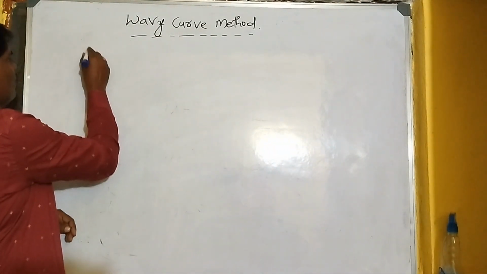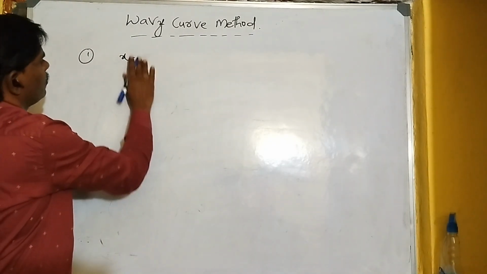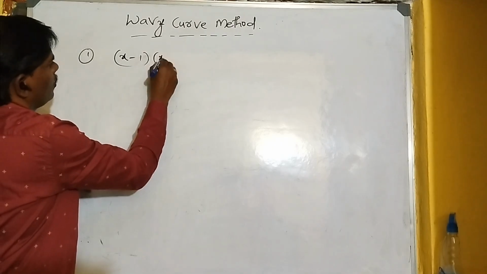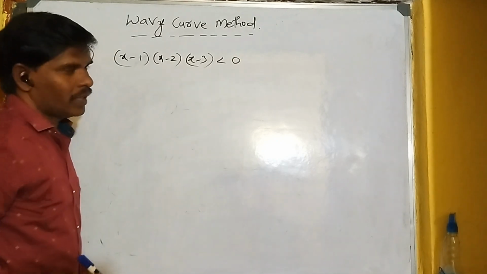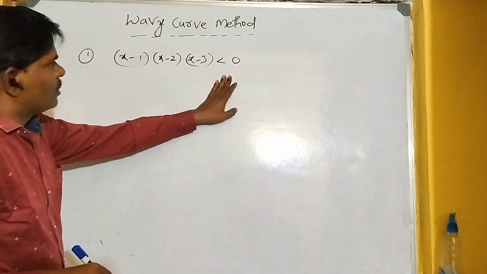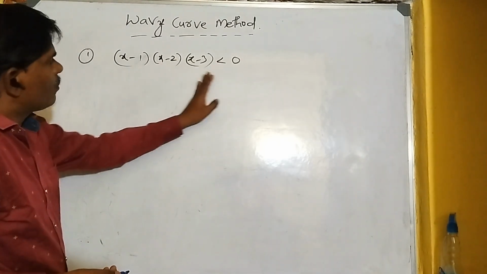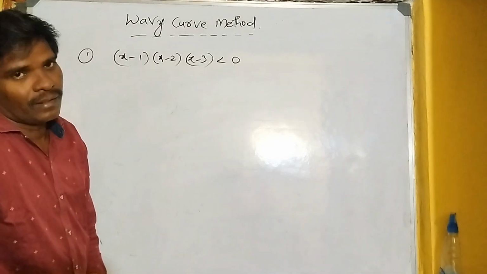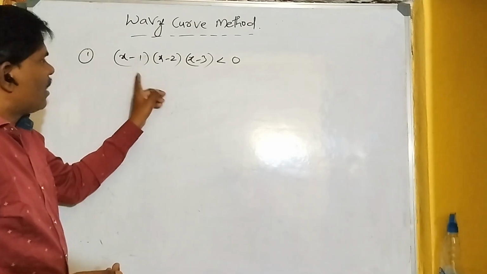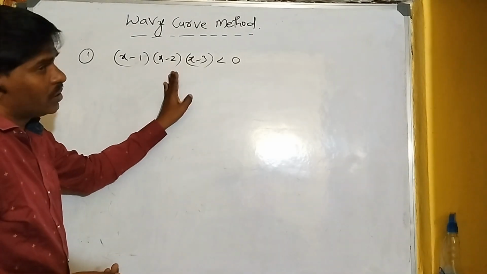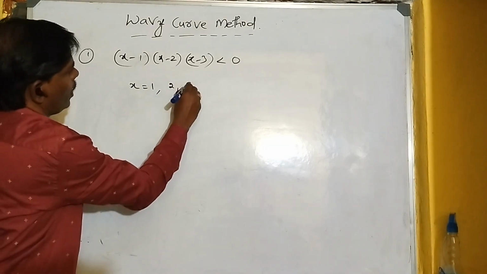Question number 1: (x minus 1) into (x minus 2) into (x minus 3) less than 0. What is the value of x? Each factor is set equal to 0. These are linear polynomials, not quadratic, only linear polynomials. So x is equal to 1, x is equal to 2, and x is equal to 3.